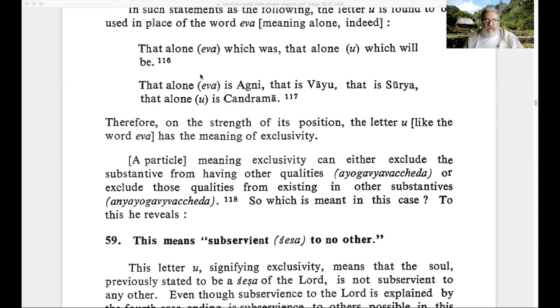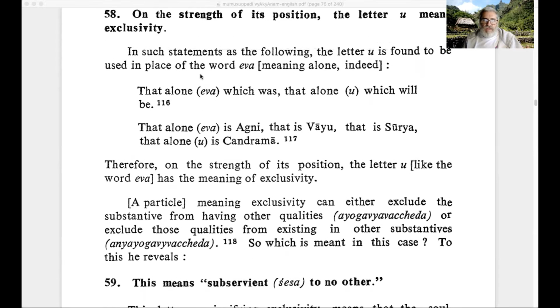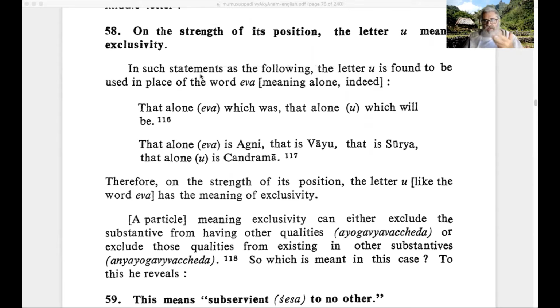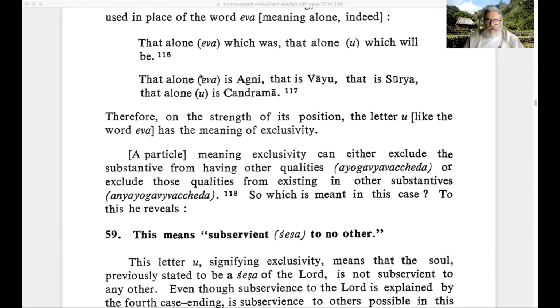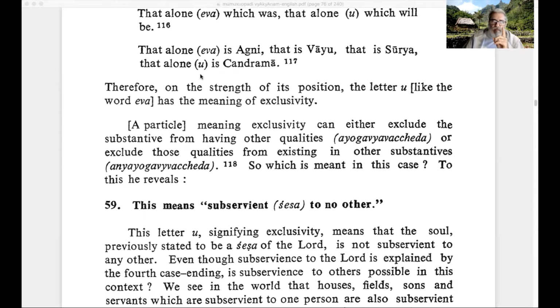So these are the two quotes that are given here to give a proof from the scriptures, from the Upanishads, which is the highest type of proof, scriptural proof, the Shrutis, the Vedas, that the letter U in Omkara has the meaning of eva, or alone, or indeed. So therefore, on the strength of its position, the letter U, like the word eva, has the meaning of exclusivity.